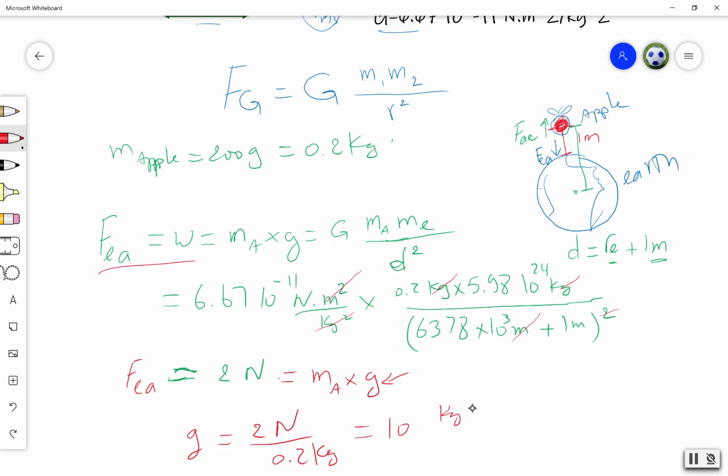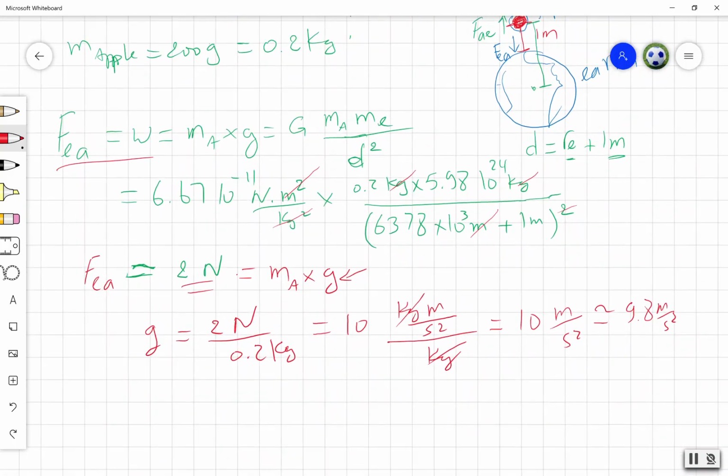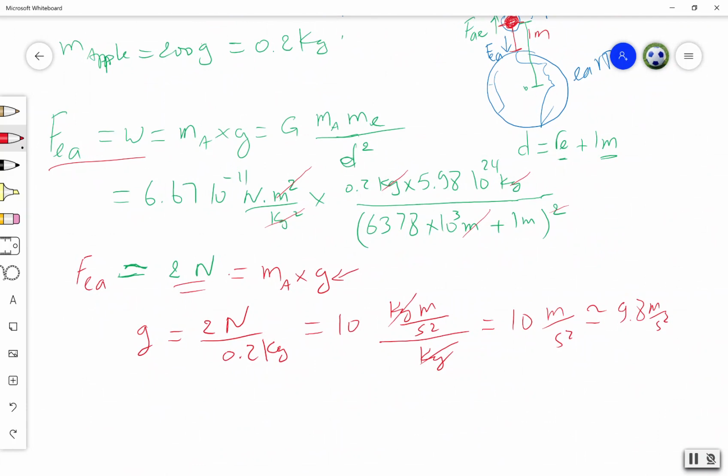What is Newton? Newton is kilogram meter per second squared, over kilograms, and you can see here we got to the unit of the acceleration, which is meters per second squared. Because I did some approximation here, this also equals the known value of the acceleration due to gravity. So this is how much the apple is accelerating toward the Earth's surface, and we have seen that we can do a lab experiment to measure that.